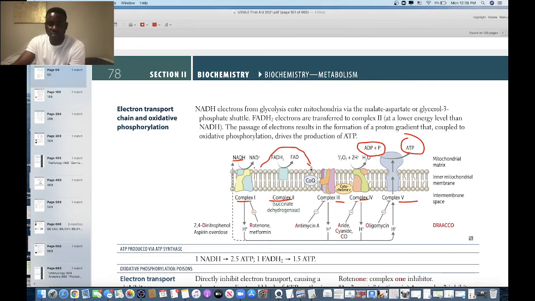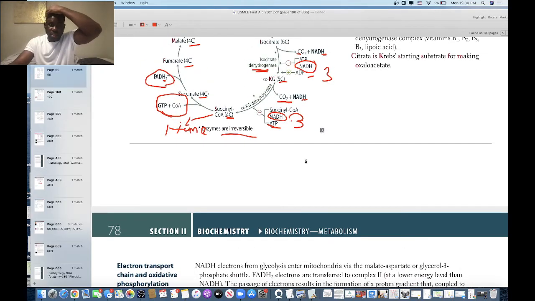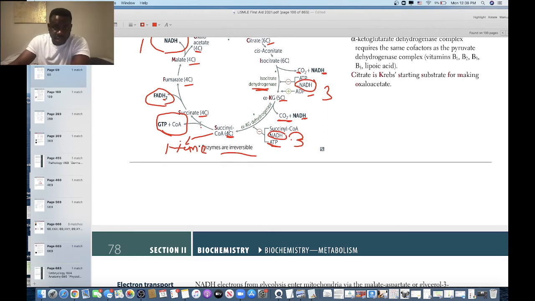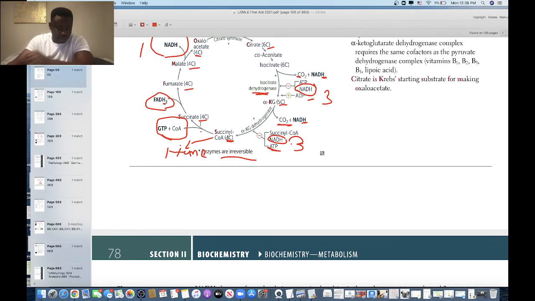Now complex 2, that's the succinate dehydrogenase. And then we saw this succinate dehydrogenase. Where is it? Here. It is right here. It should be either here or here. Let's see where it is. Very, very important, because we have to pay attention to it.